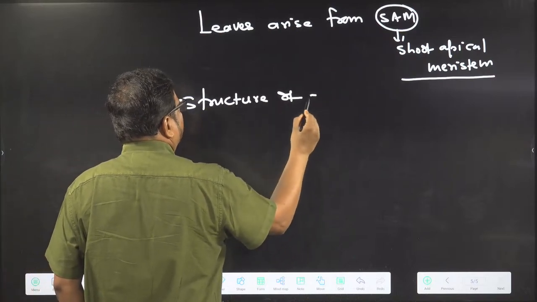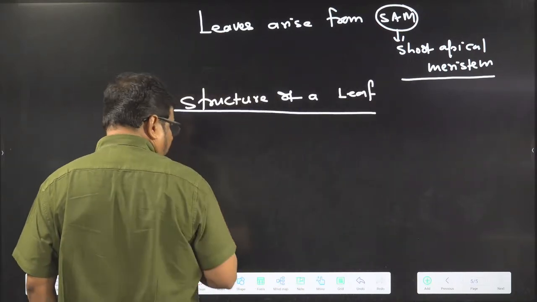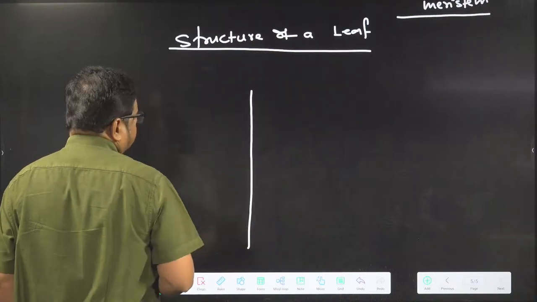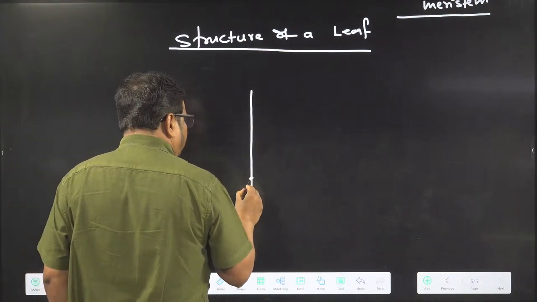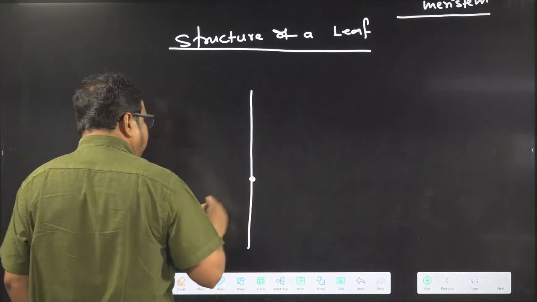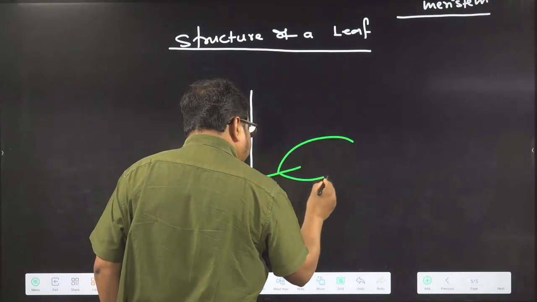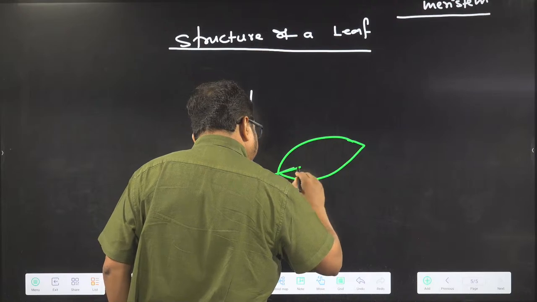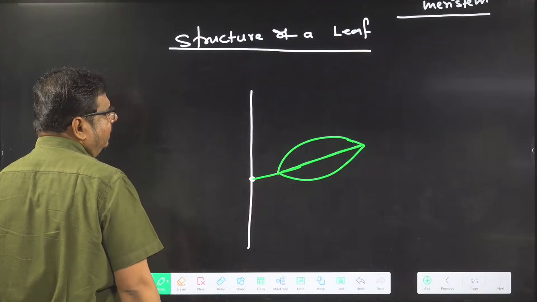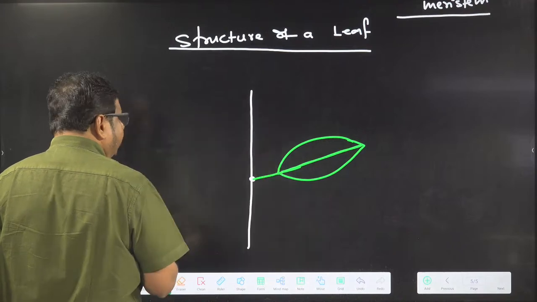The structure of a leaf. So what is the typical structure of a leaf we are going to draw here? Just have a look. This is a stem. This is a node. From the node, a lateral flattened outgrowth is coming out. And this structure is called what basically? Leaf. So in a leaf, how many parts are we finding? We are finding three parts.